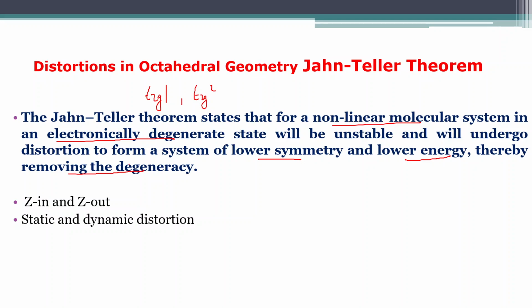So it's important to know what nonlinear molecular systems are and what electronic degeneracy is present. For the configurations which are given, do they possess electronic degeneracy or not? We have to find it out. This Jahn-Teller theorem or the Jahn-Teller effect has two types of systems, that is Z-in and Z-out, and static and dynamic distortion.